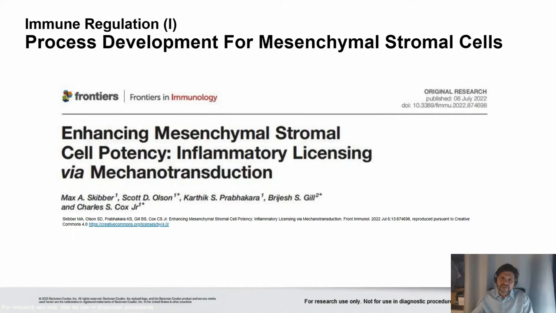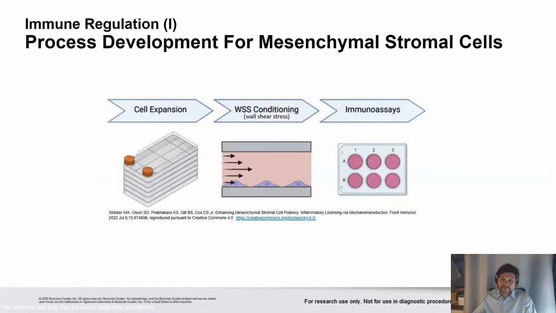Immune regulation. Let's go now to this field of research and specifically to mesenchymal stromal cells. So mesenchymal stromal cells in culture typically are licensed by exposure to pro-inflammatory cytokines to basically increase their potency, to increase the immunosuppressive effect that they would have. And this group here is now trying to go a different pathway to license the MSCs, not by means of chemical messages, but by a method that they call mechanotransduction.